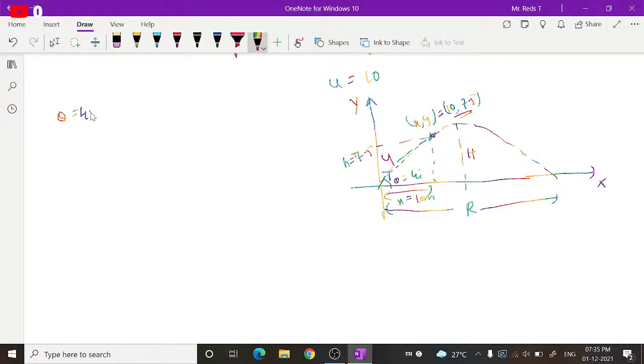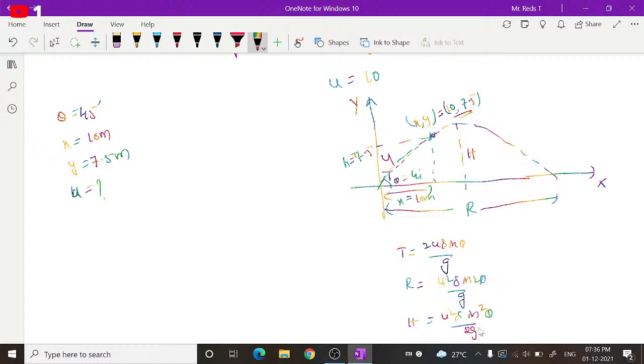What else is given here? Theta is 45. x is equal to 10 meters. y is equal to 7.5 meters. So what are you asked to find? The velocity of projection. Then to find it, we have to think about which relation relates x, y, u, theta in the projectile motion case. For the time of flight, range or maximum height, you get different relations. Let us start with time of flight. Time of flight is equal to 2u sin theta by g, range is u square sin 2 theta by g, and h is u square sin square theta by 2g, etc.